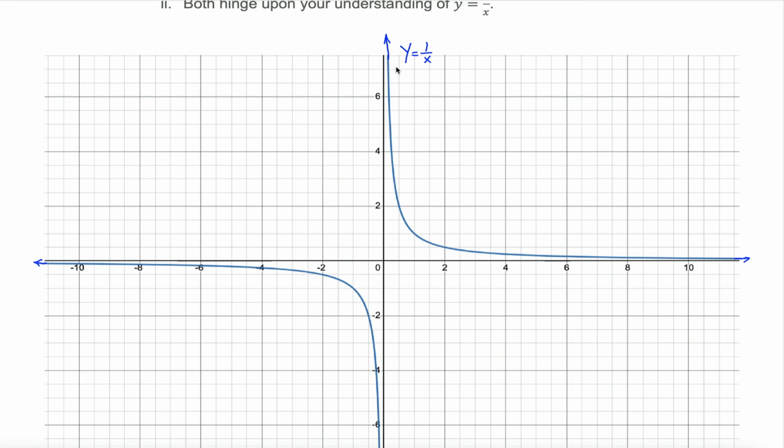Note over on the right side of my graph, the heights are always positive, because on the right side of my graph, the x-coordinates are always positive, and 1 is a positive number, and a positive divided by a positive is always positive. When the x-coordinate gets larger and larger as I go off to the right, this fraction gets smaller and smaller, and that makes sense as well.